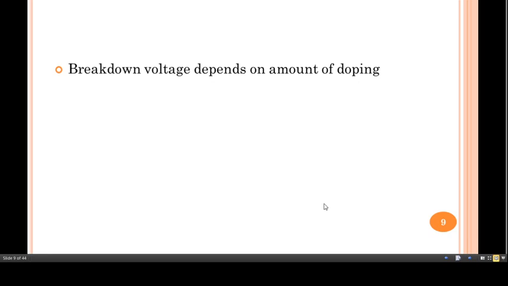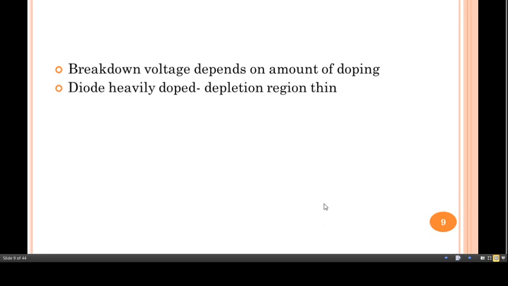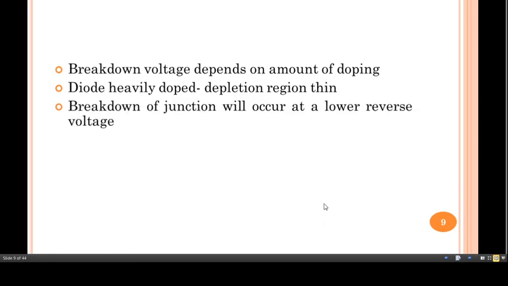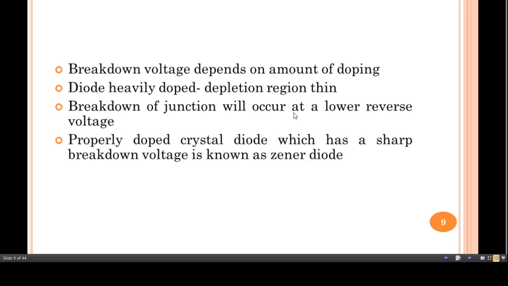Breakdown voltage depends on the amount of doping, and if the diode is heavily doped, then the depletion layer will be thin. If the depletion region is thin, the breakdown of junction will occur at a lower reverse voltage, because the width of depletion layer is thin. So properly doped crystal diode which has a sharp breakdown voltage is known as Zener diode.